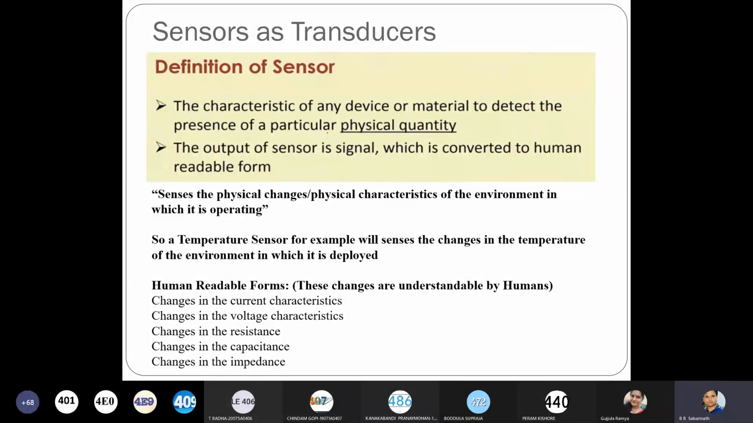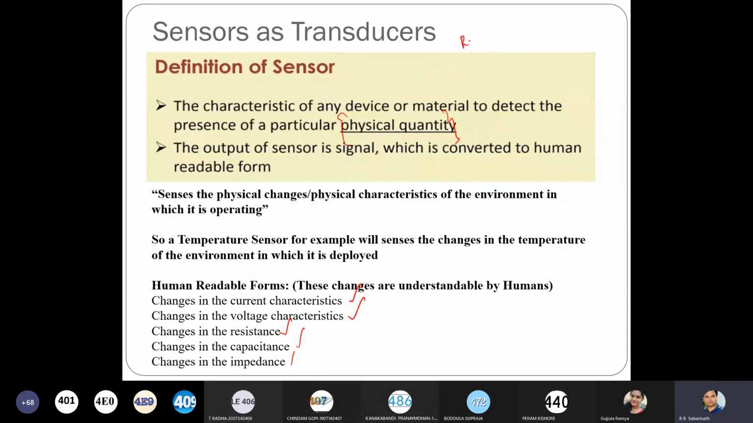Sensor: the characteristic of any device or material to detect the presence of a particular physical quantity. The output of a sensor is a signal which is converted to a human readable form. A temperature sensor, for example, will sense the changes in the temperature of the environment in which it is deployed. Human readable forms, in the sense I just told you: changes in the current characteristics, the voltage characteristics, the resistance, the capacitance, the impedance.